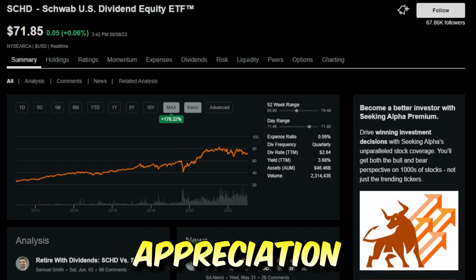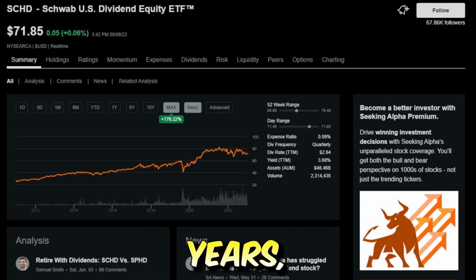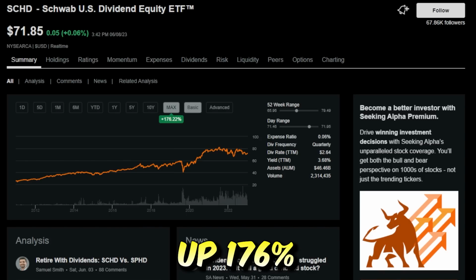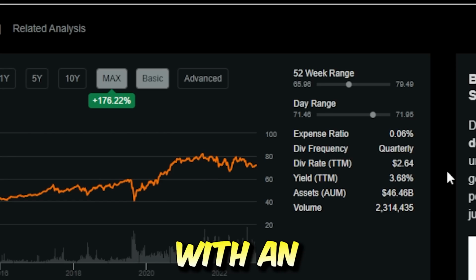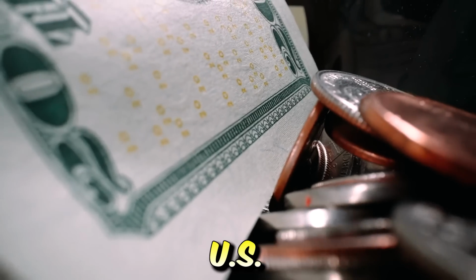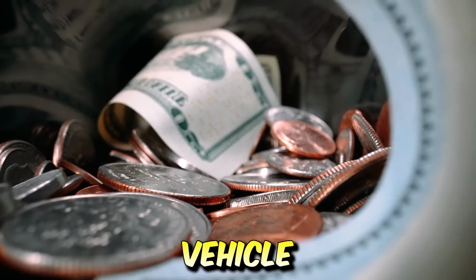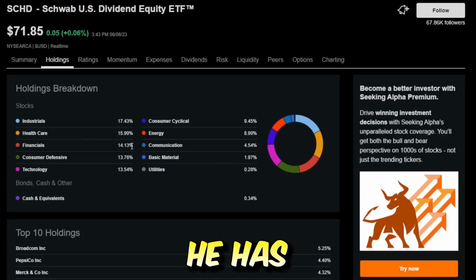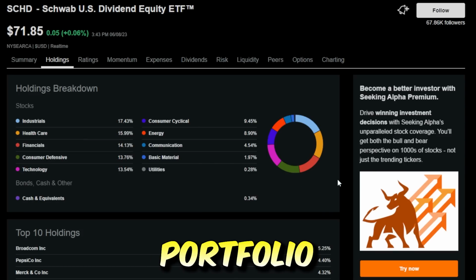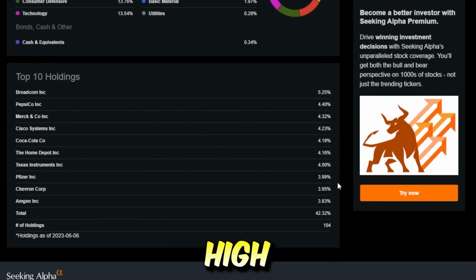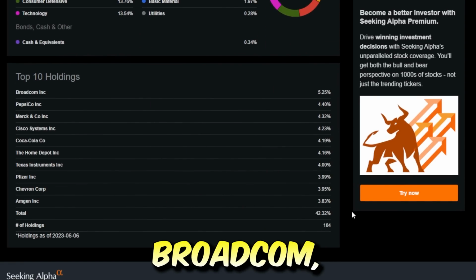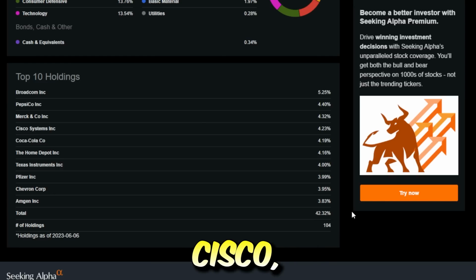If you look at the capital appreciation over the past 10 or so years, the fund is up 176%, and with an only 0.06% expense ratio, the Schwab US Dividend Equity ETF allows you to hop on an awesome investment vehicle for almost free. Now, SCHD has a very diversified portfolio with a lot of very familiar high-quality holdings. Things like Broadcom, Pepsi, Merck, Cisco, Coca-Cola, the Home Depot, Texas Instruments, Pfizer, Chevron, and Amgen.